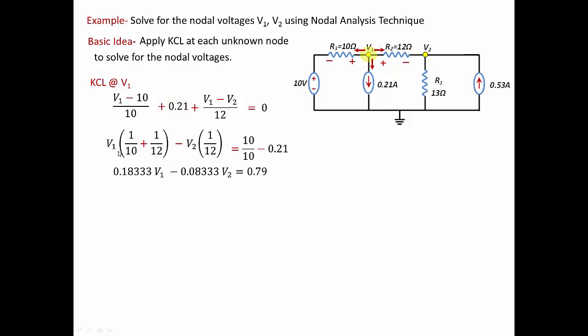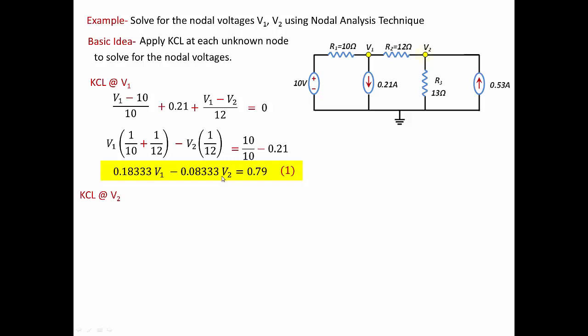Now we have 0.18333 times V1 minus 0.08333 times V2 will equal 0.79. So this is the first equation that we obtained from summing the currents at node V1. Clearly from this equation we have two unknowns and one equation, so we can't solve for V1 and V2 yet, right? So now we're going to use KCL at the second node.